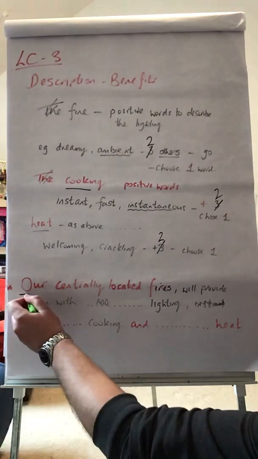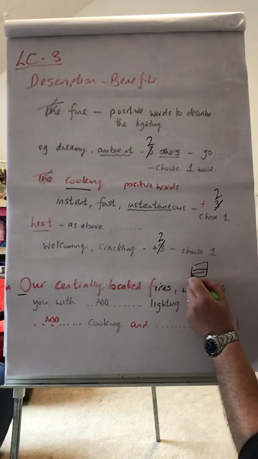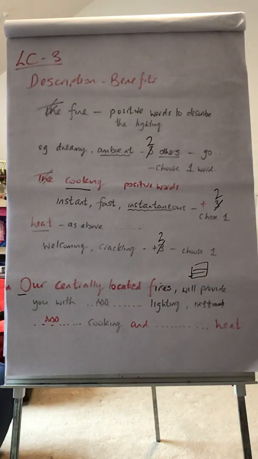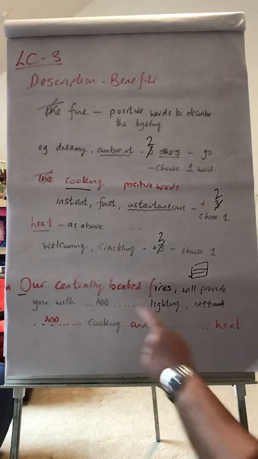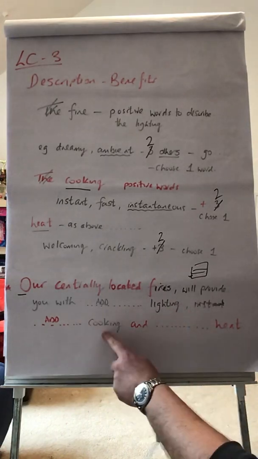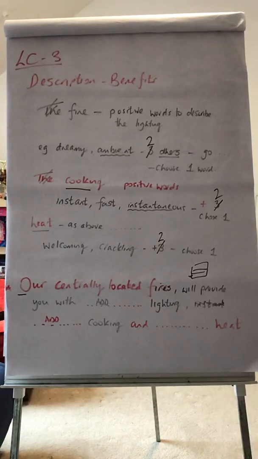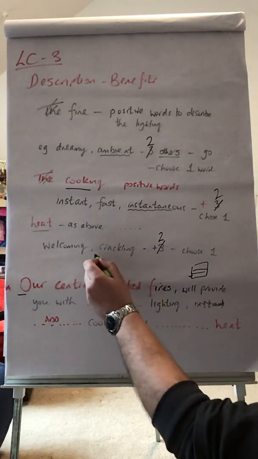So again, we start it on a new line, and you know now where to write it. It's in that bottom section. Okay, it goes after Learning Chunk 2. And this is your sentence starter. Our centrally located fires will provide you with, and then you add your word for lighting, you put a comma in, you add your word for cooking, and then you put the word and you add your final word that you've chosen for heat. Okay, so mine, I'm going to keep the word crackling.